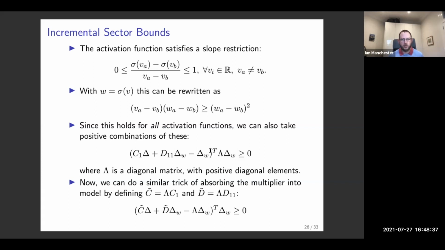And then we do another trick, which is to absorb the multiplier into the model equations. That's just so that we don't have products of lambda and D appearing here. So we end up with this incremental quadratic constraint here. And so this holds for all delta x and delta w.